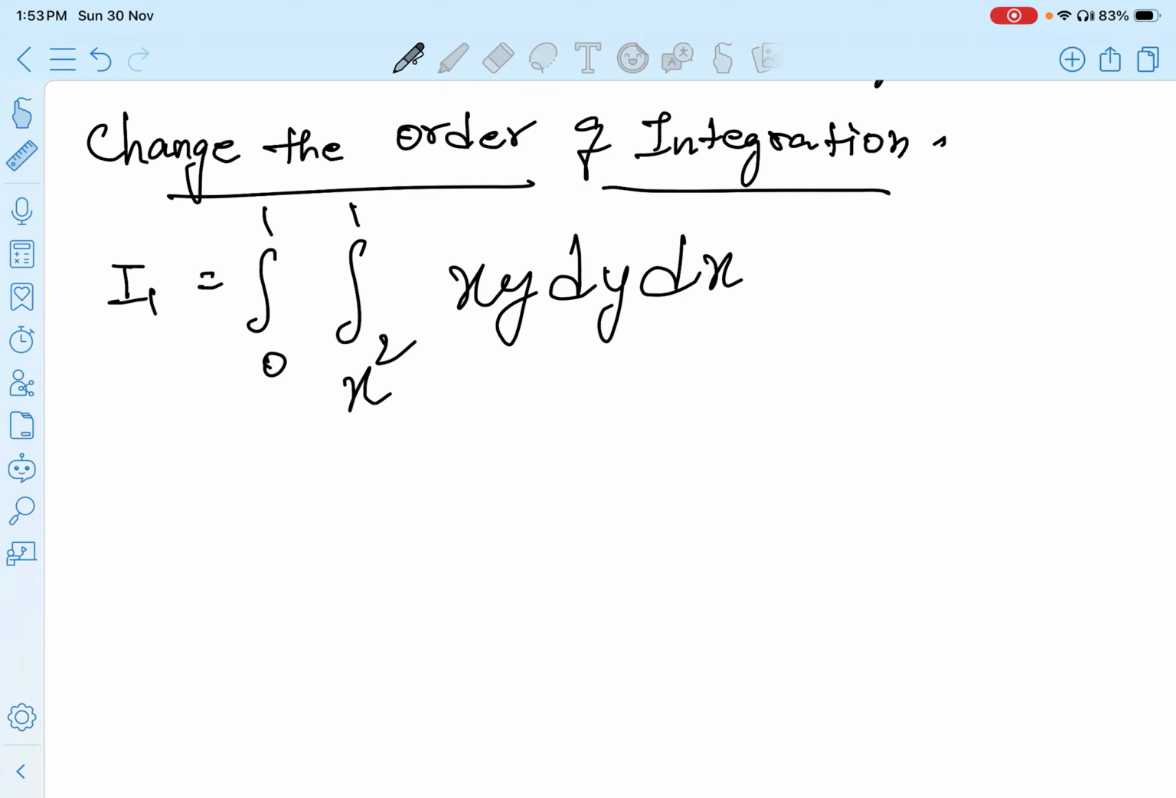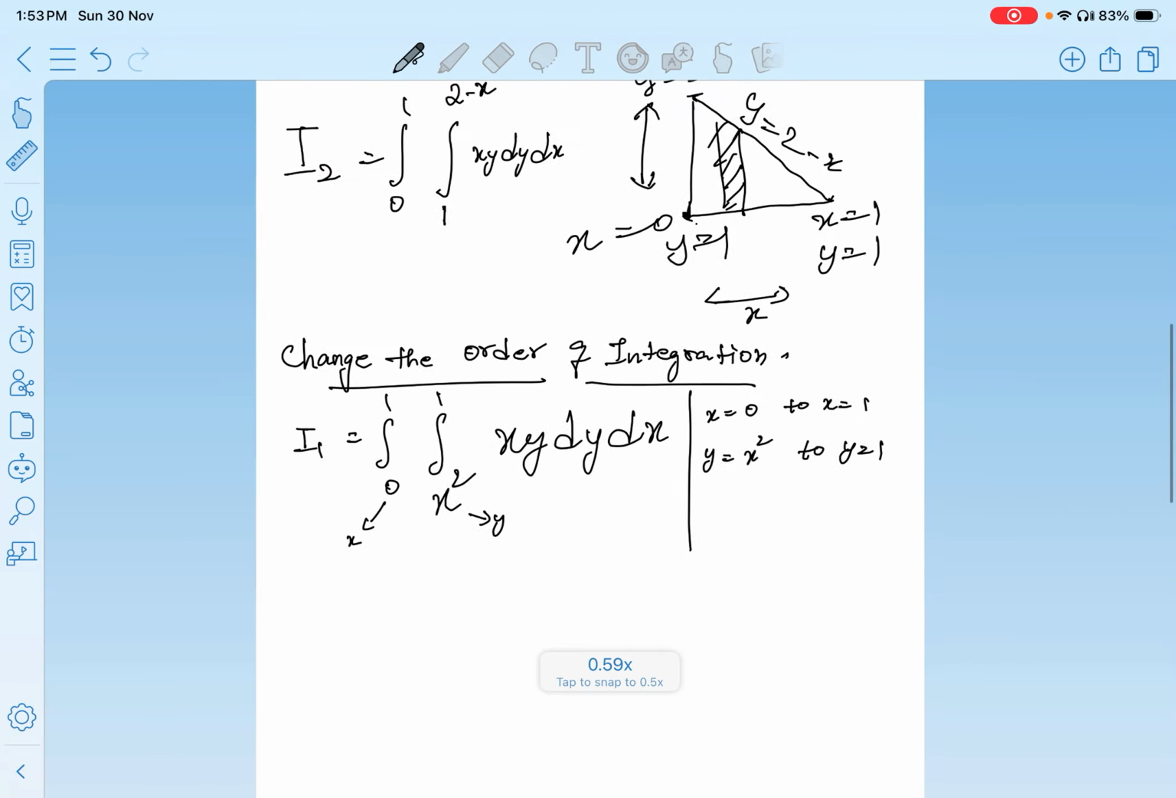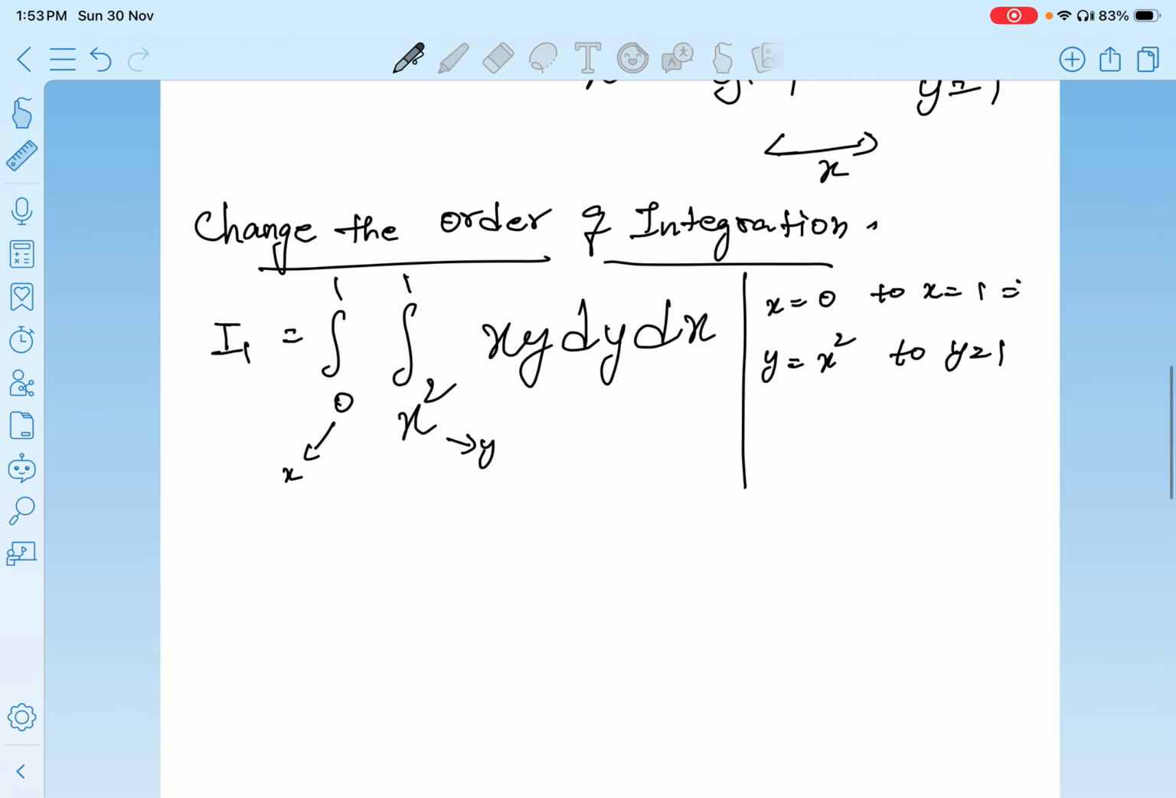Okay, so what are the values? As you can see, this is your x and this is your y. So we can say that x lies between 0 and 1, and y lies between y equal to x square and y equal to 1. What is the path we have? This is in the vertical order. Both paths are in the vertical order. This is your vertical line. This is your horizontal line.